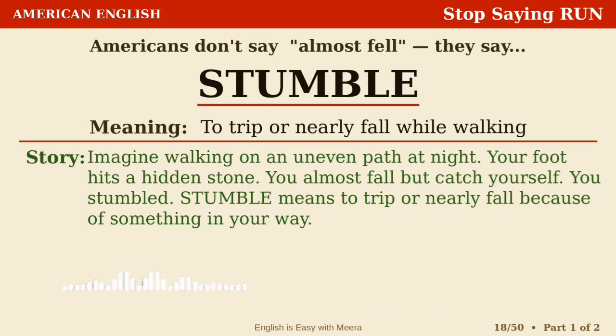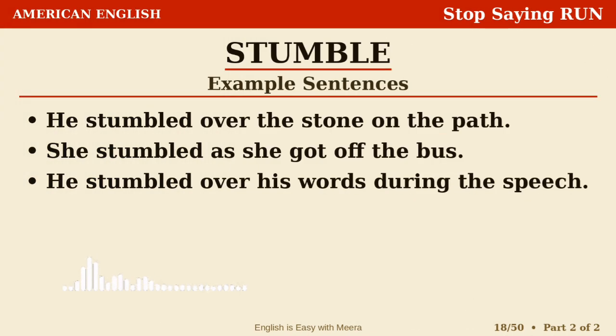Stumble. Americans don't say, almost fall. They say, stumble, meaning to trip or nearly fall because of something in your way. Story: imagine walking on an uneven path at night. Your foot hits a hidden stone. You almost fall but catch yourself. You stumbled. Example: he stumbled over the stone on the path. She stumbled as she got off the bus. He stumbled over his words during the speech.